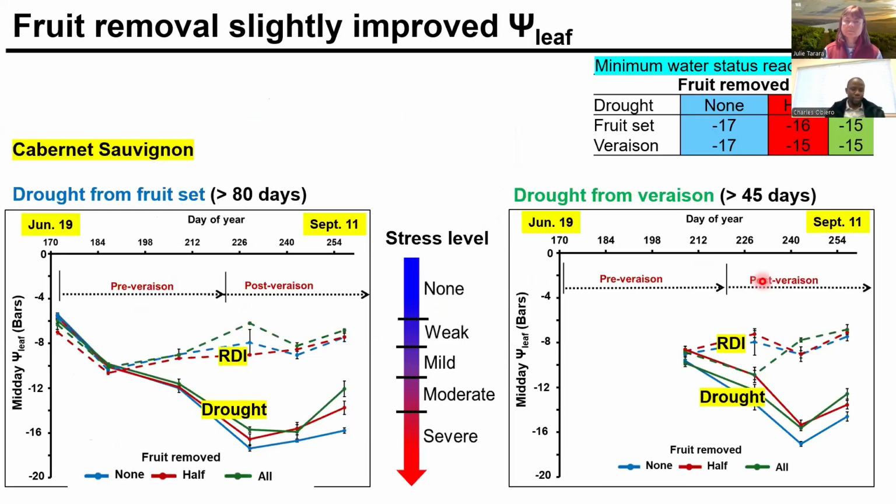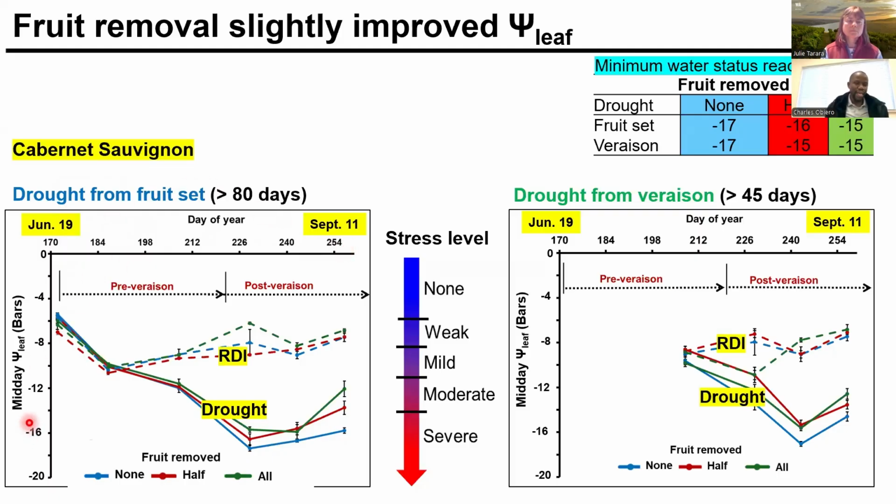Now that we have talked about that, let's spend some time and look at some of the results that I got. This table is really busy, but I want to turn our attention to the left graph. On the top of the graph, this is my x-axis, I have the day of the year. To make it simple to understand, this is June 19th when I took the measurements, when I stopped water for this treatment where it is drought from fruit set. I stopped water and took the measurements all the way to September 11 in 2022.